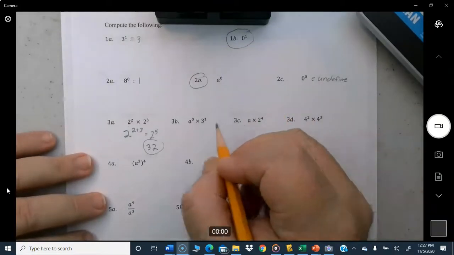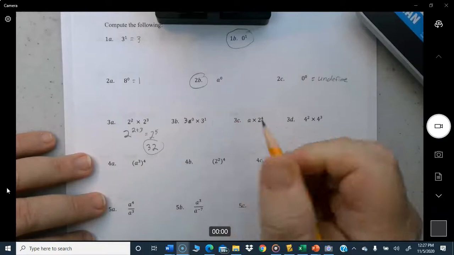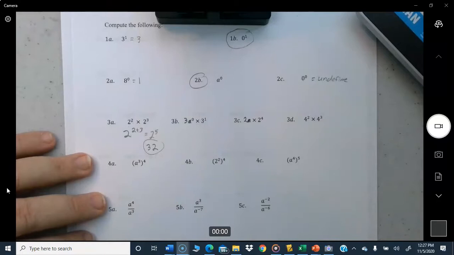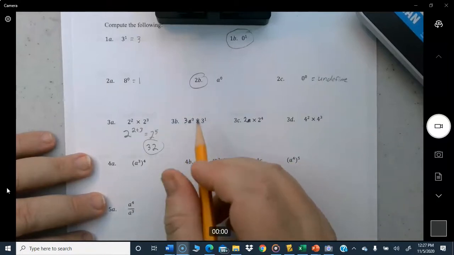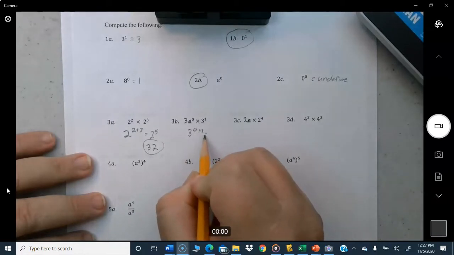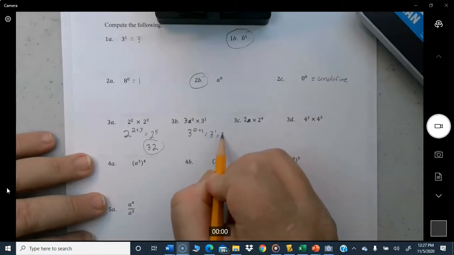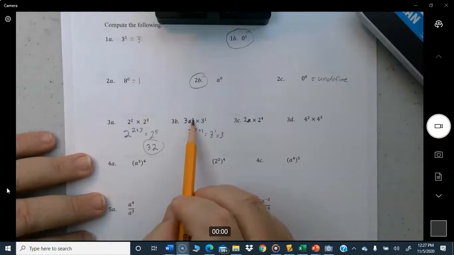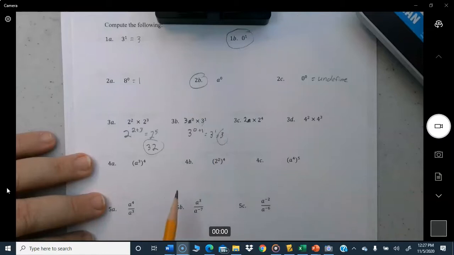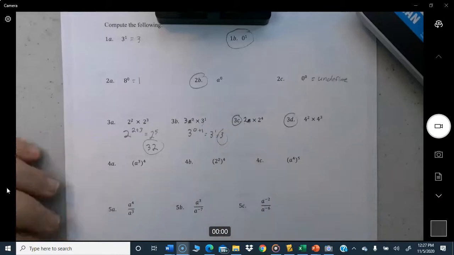This is an error. It's one of the reasons why you should watch these videos, is I can correct errors. And this one's going to be a 2. All right? So 3 to the 0 times 3 to the first is going to be 3 to the 0 plus 1, which equals 3 to the first, which equals 3. Okay, check it out here. 3 to the 0 is 1, and 3 to the first is 3, so 1 times 3 equals 3. Okay, again, change that A to a 2, and I'm going to leave 3C and 3D for you to do.